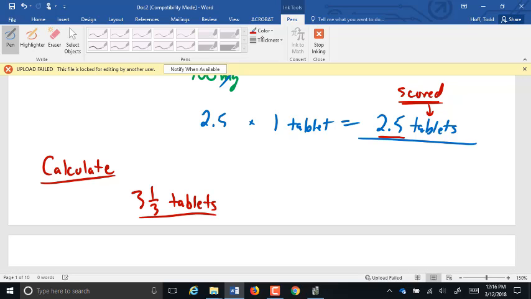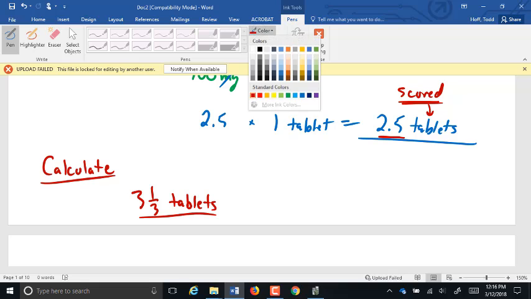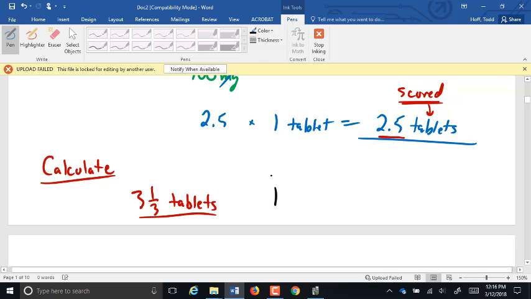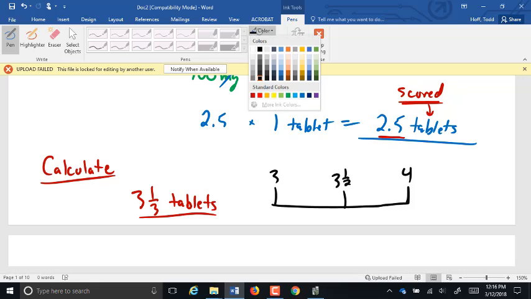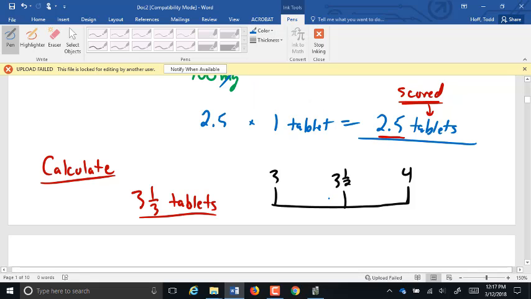What do we administer to the patient? Well, 3 1/3 is between 3 and 4, but 3.5 is in the middle there. 3 1/3 lies right in here, 3.33. That's closer to a 3.5 than it is to 3. So we would round that to 3.5 tablets.